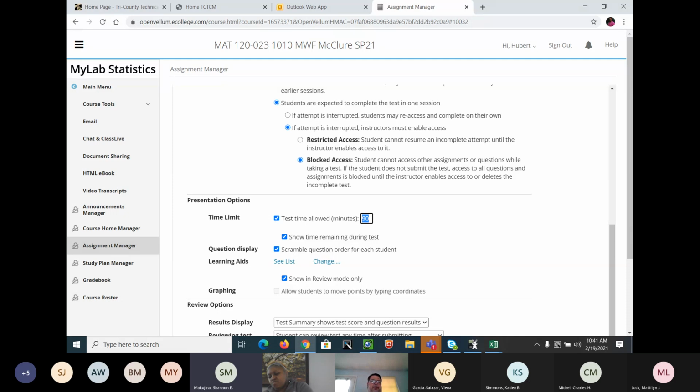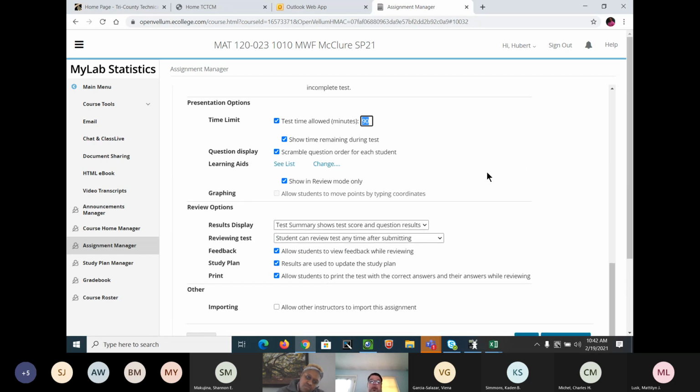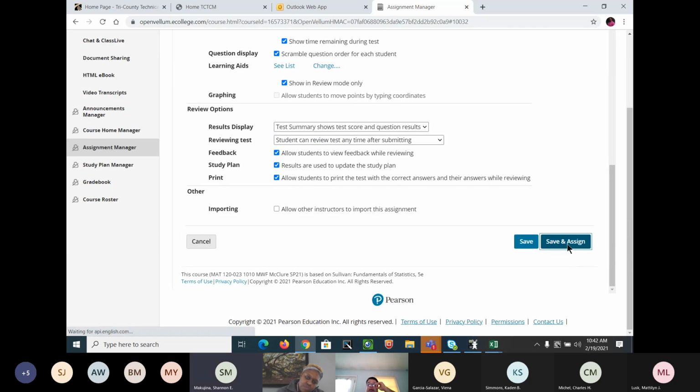All right, yes, Mr. McClure. Can we use Excel in the test? Because I was using Excel to do the homework problem. Yes, I don't have a problem with you using Excel. And I don't have a problem with you using your calculator. The only thing is you got to find out which one is quicker for you to use. All right, and save and assign.